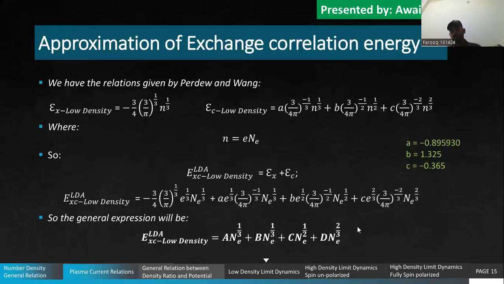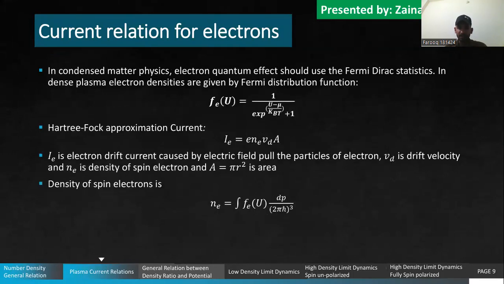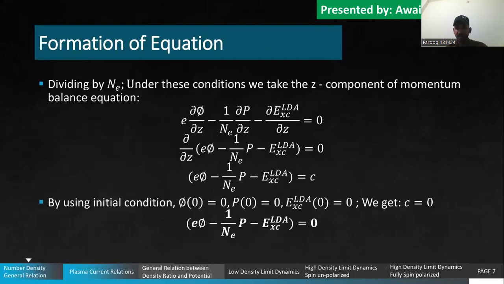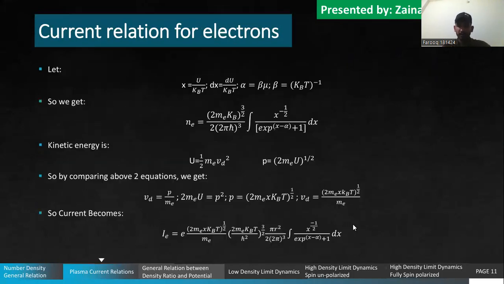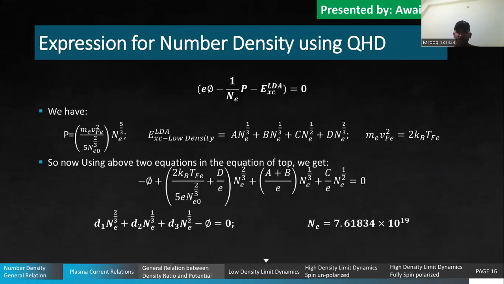Now, using this exchange and correlation potential in the relation which we have developed before, we will use that exchange and correlation potential here. Here, what will happen? Now see. When we put it in this equation and we put the formula for Fermi pressure, what happens? We get this thing.